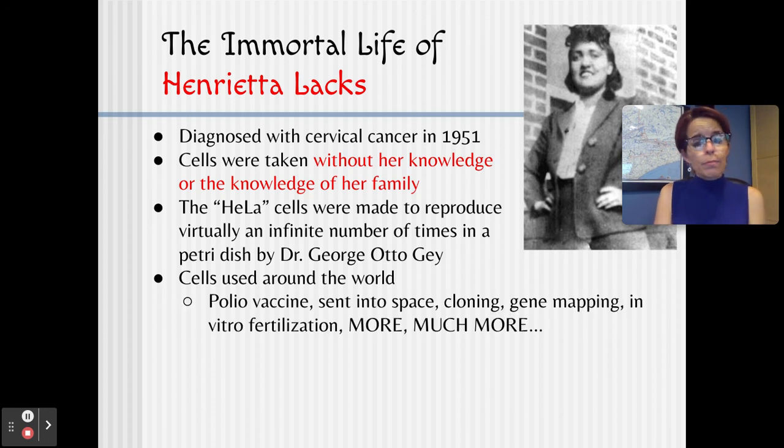So these cells have been used for all kinds of good things, but the problem was that they were not used with Henrietta Lacks's permission or the permission of her family. There are now very, very strict rules about what tissues and cells are allowed to be used, and patients must give permission for any of this to happen. And there's an entire thick book written about what happened to Henrietta Lacks and her family, and I'm not doing it justice at all, but just be aware of that.